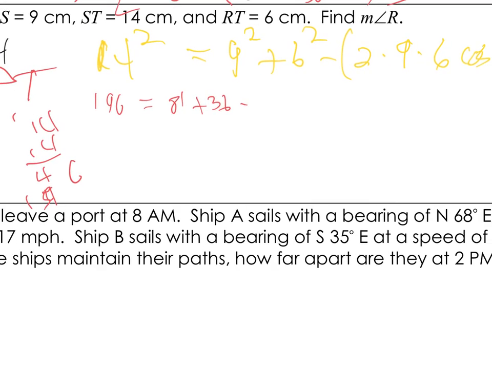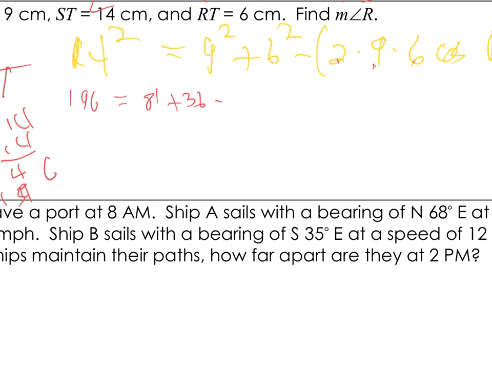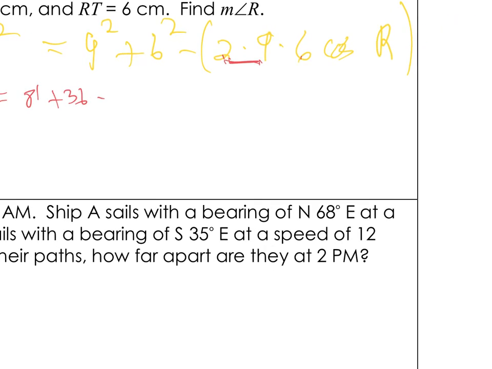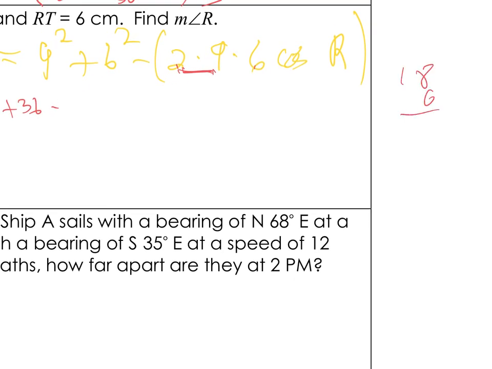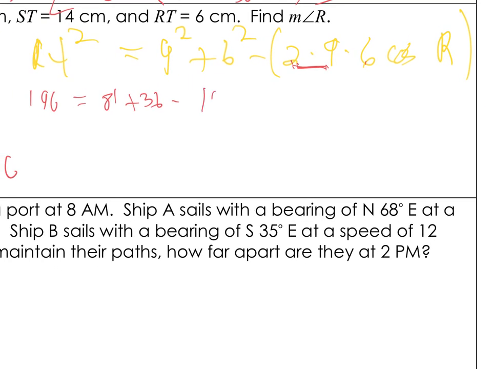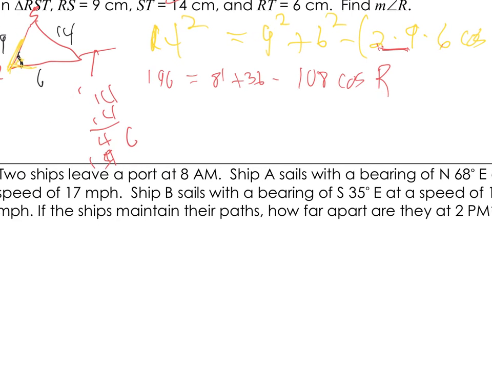minus 2 times 9 times 6 is 18 times 6. So let me do that math like I was a winner before. 18 times 6, 48. 10, 108. Minus 108 cosine of angle R. So what would I be keying in my calculator? So far, I've got 196. I'm going to take away the 81, take away the 36. That moves these two things over. Will equal the negative 108 cosine of R.